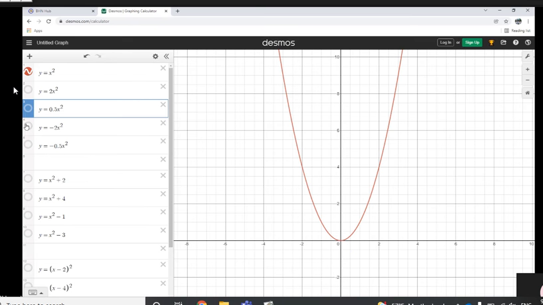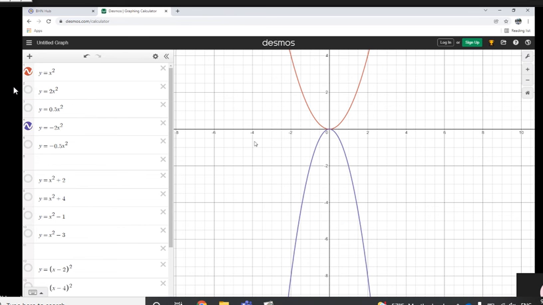Let's have a look at what this looks like here. There it is. So because it's now opening down, some people might say that this one was reflected on the x-axis, which is true, but opening down is just as good, though reflected on the x-axis is what you might hear a lot of.